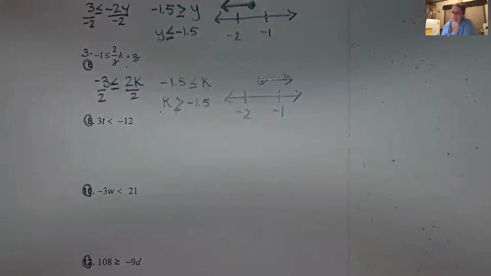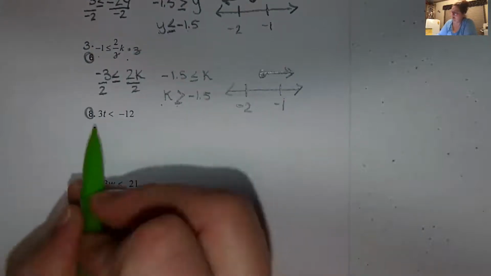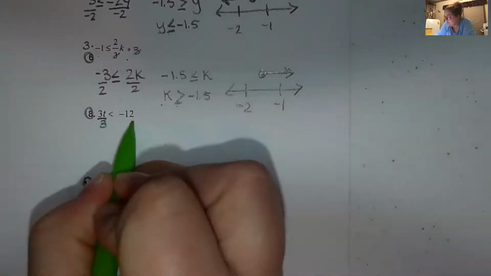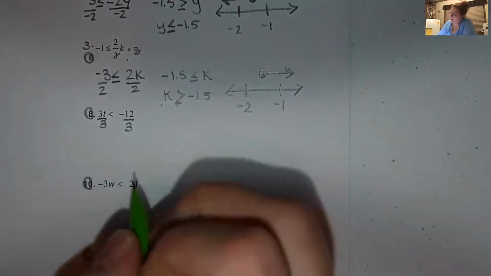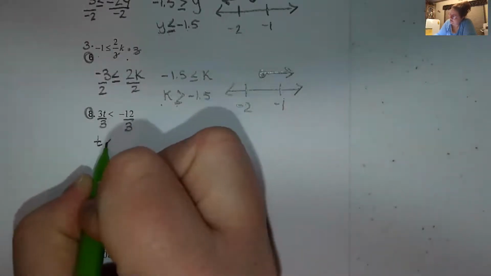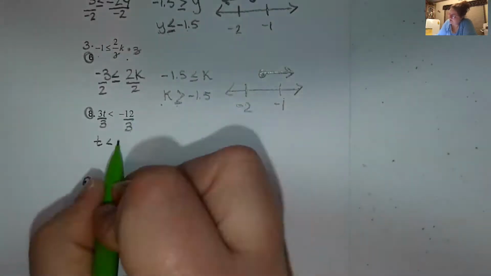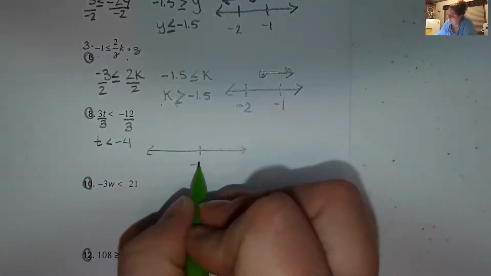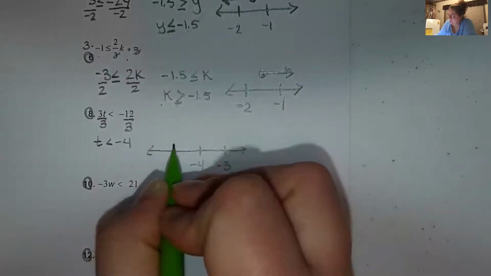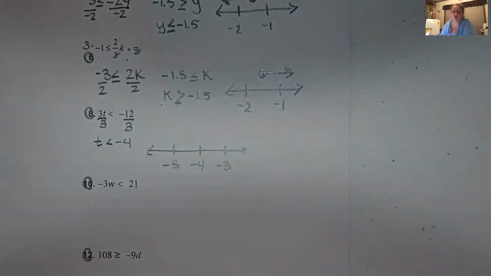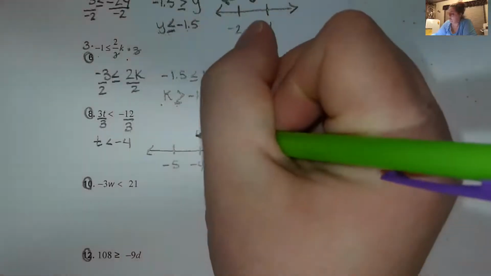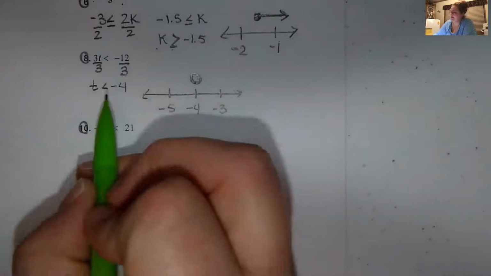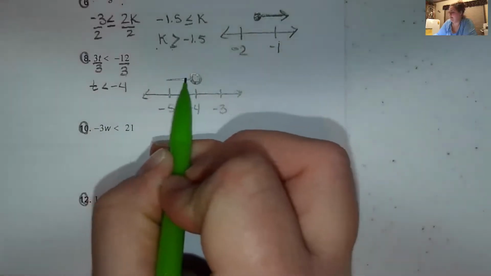Okay. Keep working down that column. I have 3t is less than negative 12. I've got to get t by itself. I'm going to divide that 3 out. I didn't divide by a negative, so I'm not going to flip any signs. I'm going to have t is less than, what's negative 12 divided by 3? Negative 4. Draw my line. Negative 4. 1 higher than that, negative 3. 1 lower than that, negative 5. Open or closed circle? Open circle at negative 4. Okay, open circle. It says t is less than negative 4, so that's less than, which is to the left.